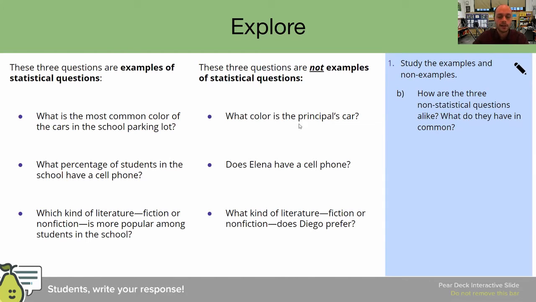All right, welcome back. If you said you noticed in the first question that we are talking about the principal's car, even though there's an S here, we are talking about one person, the principal.